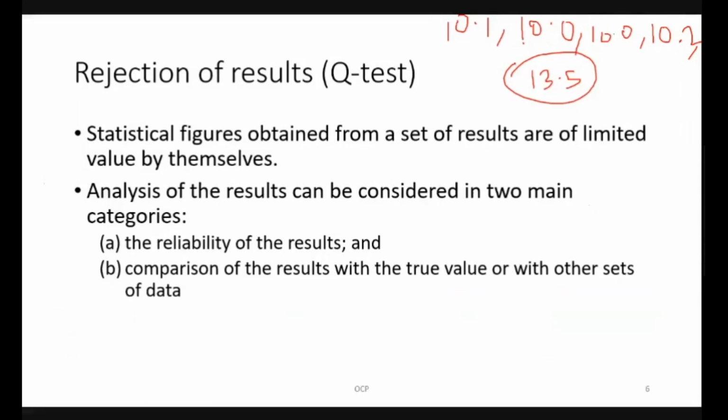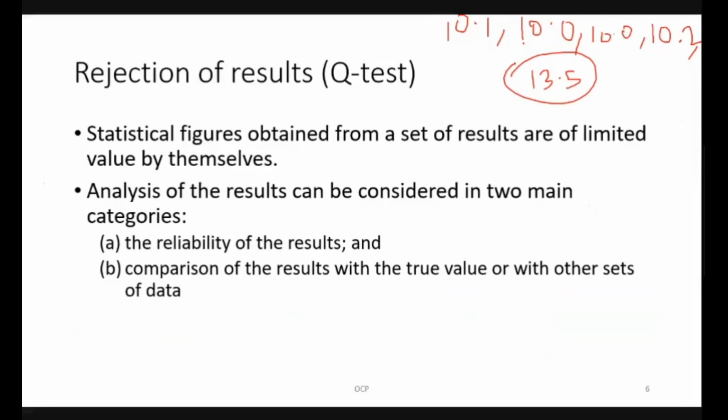Okay, let's go. So statistical figures obtained from a set of results are of limited value by themselves. That means it is a value, it doesn't give any other information. A result is a value. It is not a descriptive paragraph, it is just a value. Analysis of the result can be considered in two main categories. One, reliability of the result, and second, comparing the result with a true value or with other sets of data.